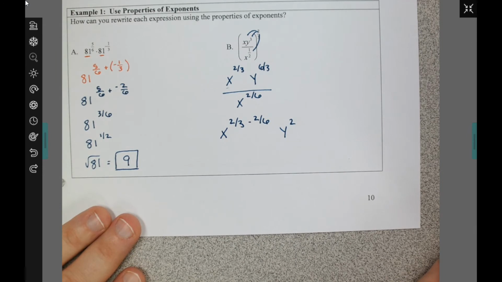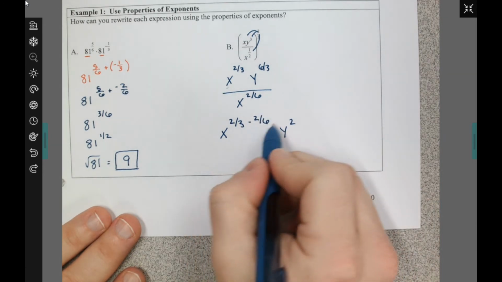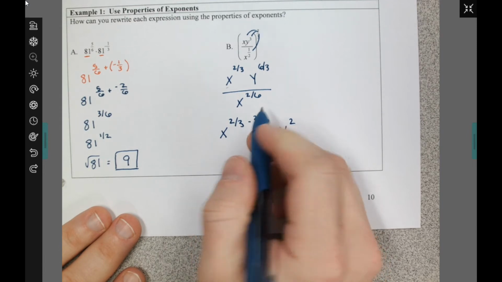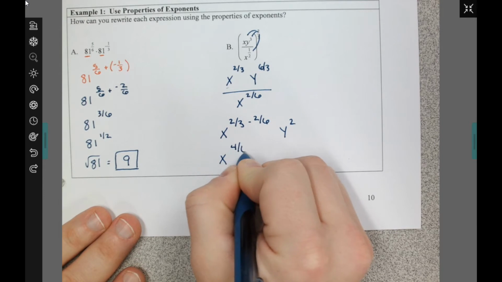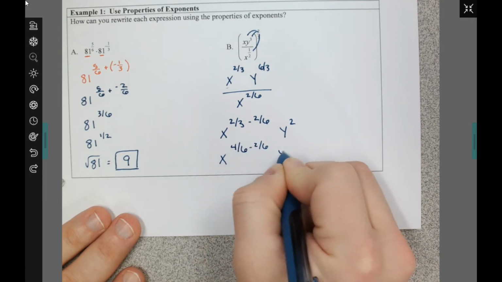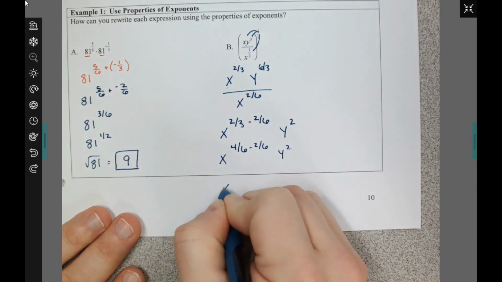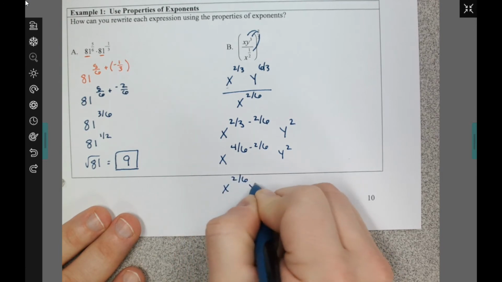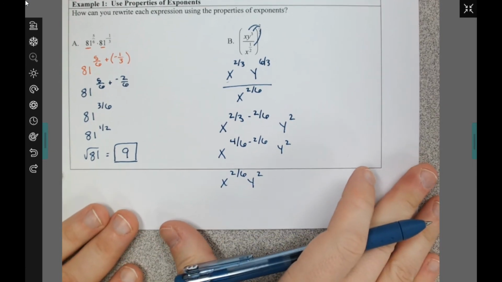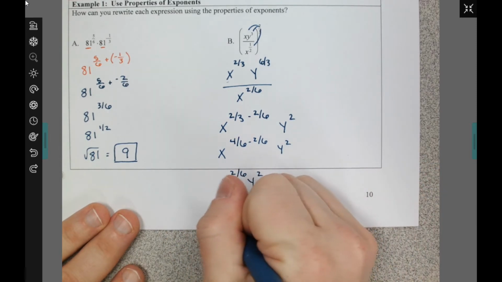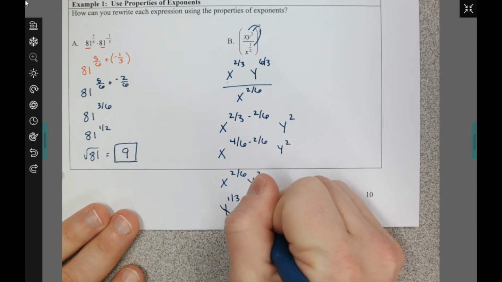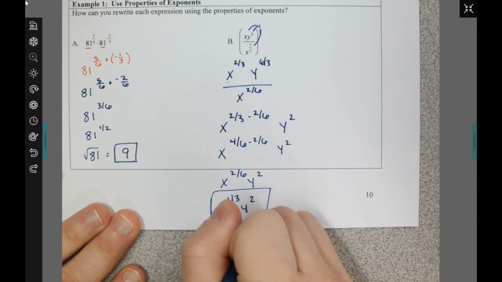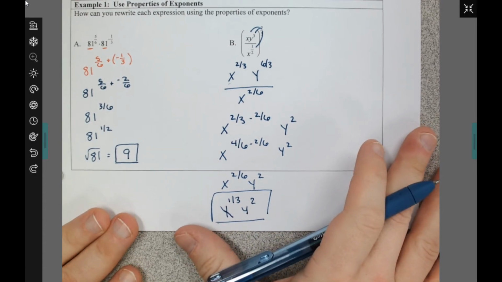From here, much like the first one we did, it's all about your fraction skills now. So the common denominator would be 6 again. You're going to have x to the 4/6 minus 2/6, y squared. Go ahead and subtract that. You get x to the 2/6 y squared. And then 2/6 we can simplify to be a third. Sorry, x to the 1/3 y squared would be our answer for that one. All right, so that's example 1.